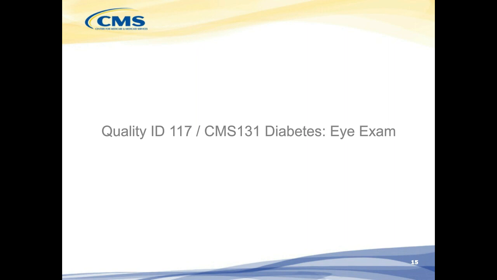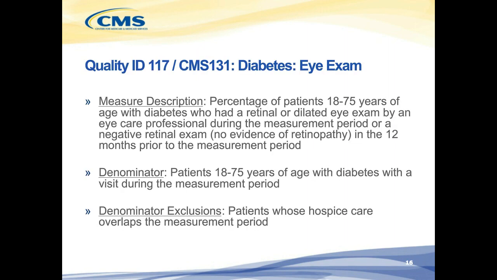Our measure description here is the percentage of patients 18 to 75 with diabetes who had a retinal or dilated eye exam by an eye care professional during the measurement period, or a negative retinal exam. In other words, no evidence of retinopathy was found in the 12 months prior to the measurement period. We have the same denominator as the previous measure, which is patients 18 to 75 with diabetes, and the same exclusion for patients who are in hospice care during the measurement period.